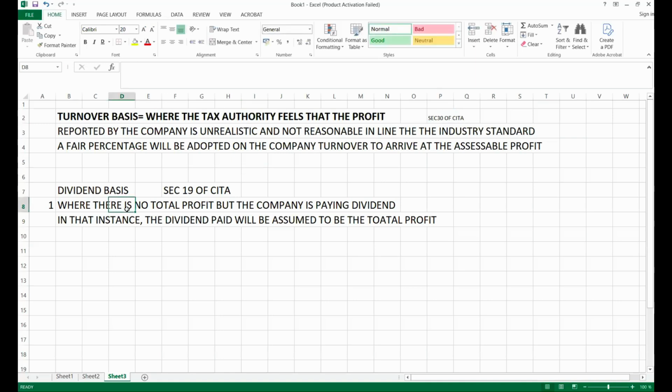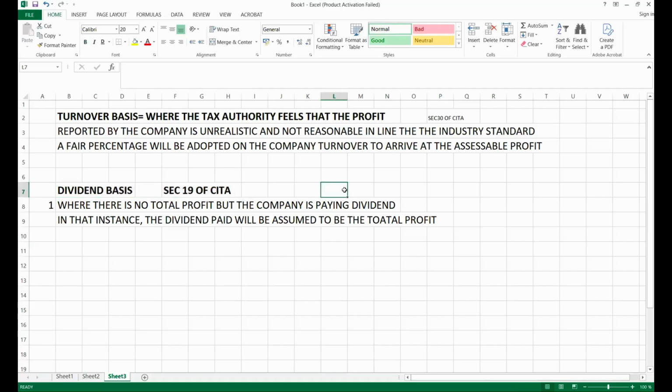So the tax authority is going to assume that the dividend paid is the total profit of the company, so they now apply the applicable tax rate. But if the company can prove that the dividend is paid from their retained earnings, the dividend will not be subject to the application of section 19. Or if it can also be proved that the dividend is paid from a tax exempt income, from income that is exempted from tax. Also, where it can be claimed that it is paid from a franked investment income, the dividend will not be subject to section 19 of the law.